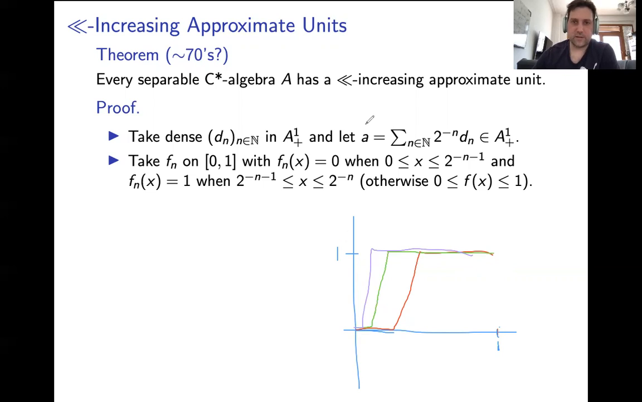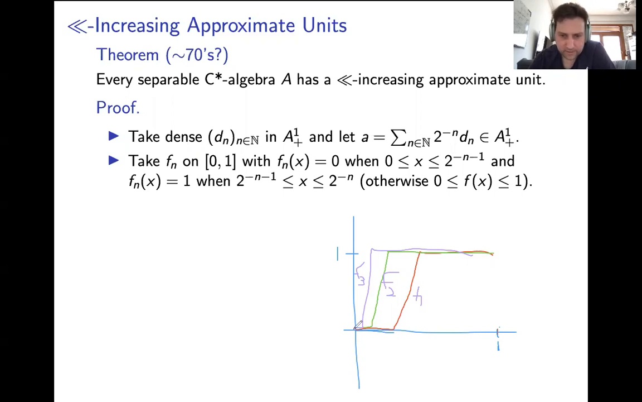So the idea is that this is F1, let's say, and then the next one is F2. I think it's hard drawing on a touchpad, and this would be F3, et cetera, et cetera. The idea is that F1 is dominated by F2, which is then dominated by F3, et cetera, right? Just in the usual sense, in the C-star algebra of functions on the interval 0 to 1.